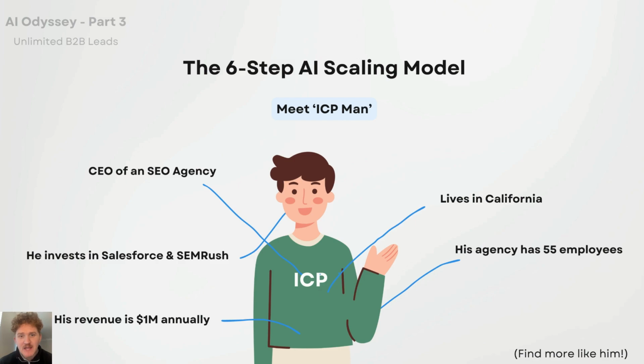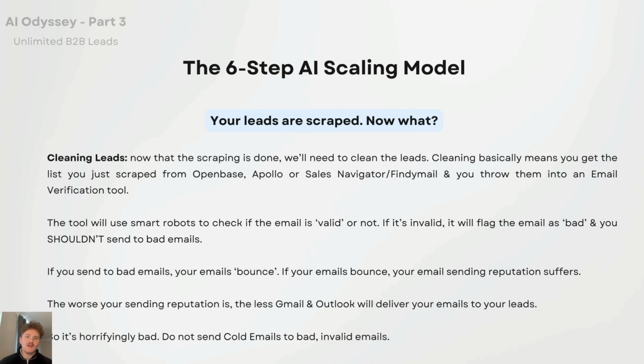So meet ICP Man. Who is ICP Man? He is the CEO of an SEO agency. He invests in Salesforce and SEMrush. His revenue is 1 million annually. His agency has 55 employees and he lives in California. This is the guy that we've been serving for years and years, and he loves our product. So why don't we just find people like him?